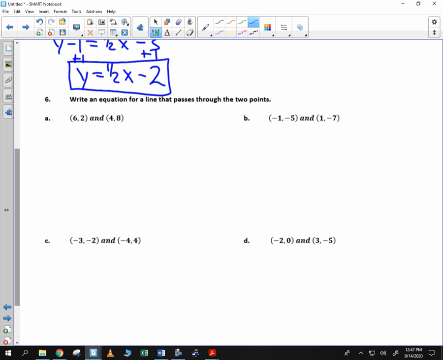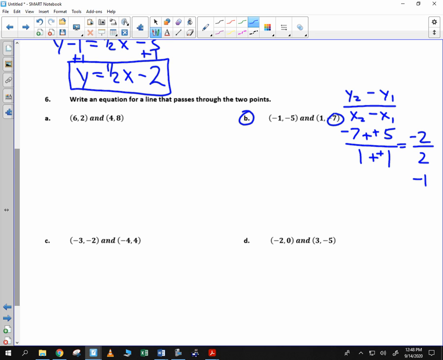Suppose that you have an equation for a line that passes through 2 points. We'll try example B together. I don't know the slope, so I have to find the slope. Y sub 2 minus y sub 1 divided by x sub 2 minus x sub 1. Y sub 2 is negative 7. Y sub 1 is negative 1. X sub 2 is 1. X sub 1 is, whoops, I'm sorry, folks. I made a mistake, didn't I? Y sub 2 is negative 7. Y sub 1 is negative 5. X sub 2 is 1. X sub 1 is negative 1. So negative 7 minus negative 5, I add the opposite, and I get negative 2 divided by 2. I get negative 1. So the slope is negative 1.